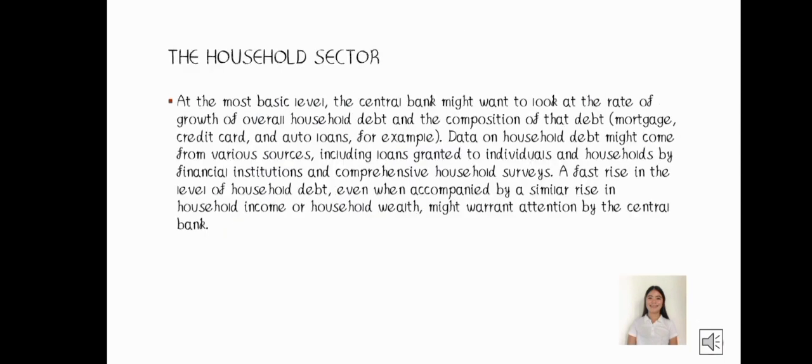At the most basic level, the central bank might want to look at the rate of growth of overall household debt and the composition of the debt, for example, mortgages, credit cards, and auto loans. Data on household debt might come from various sources, including loans granted to individuals and households by financial institutions and comprehensive household surveys.